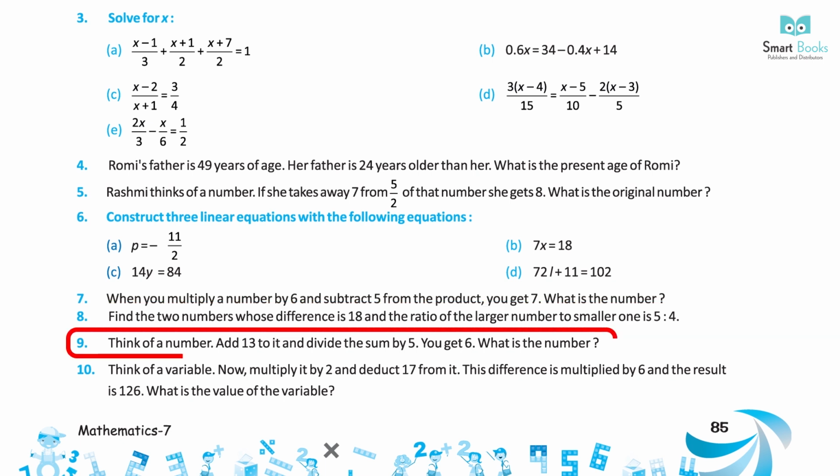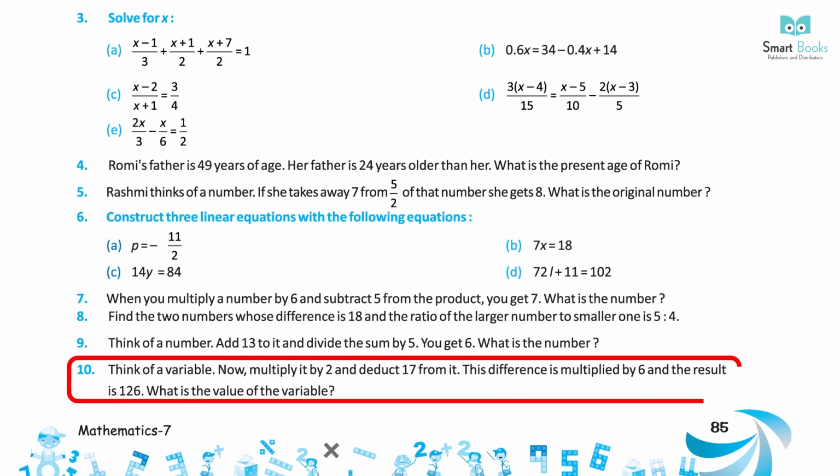Question 9. Think of a number. Add 13 to it and divide the sum by 5. You get 6. What is the number? Solution: 17. Question 10. Think of a variable.